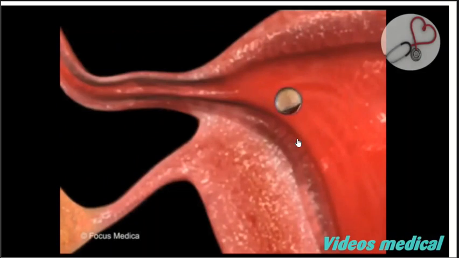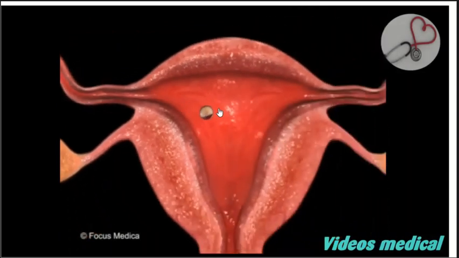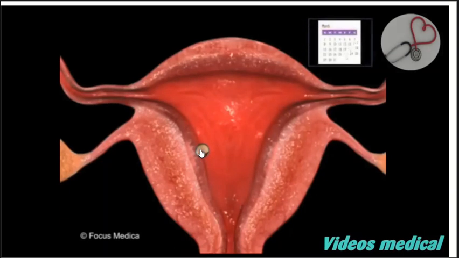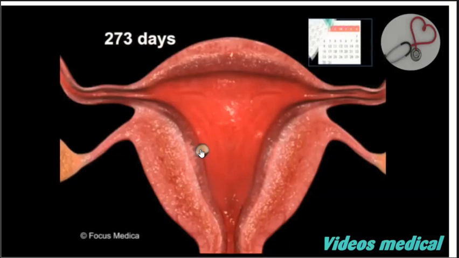Implantation is the attachment of the resulting cells into the endometrial wall of the uterus. As you can see, this is the endometrium. So these cells will implant themselves in the endometrium of the uterus to continue mitosis and differentiation and form the fetus.